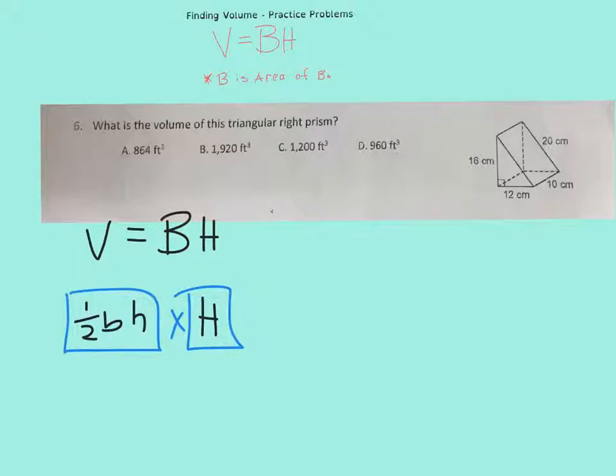All right, again, we have a triangular prism. So we need to find the area of the base. Well, it's asking us to find the volume of the triangular prism. So a triangle is this base, or the big B. So we need to find the area of the base. So volume is the area of the base times the height of the shape, or how far it is from base to base.